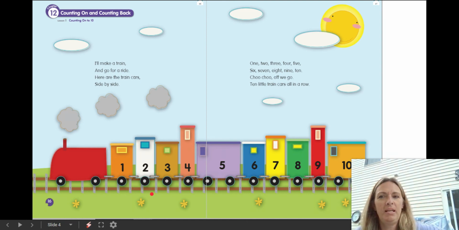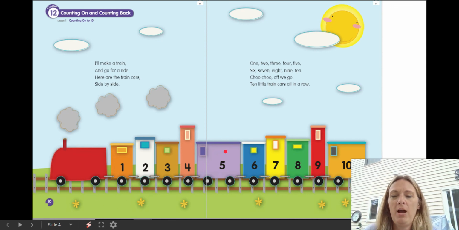Good work, everybody. So today's lesson was about counting on and counting back. So let's start with the number five, and we're going to count on. Six, seven, eight, nine, 10. That's counting on. Now let's go back to the number five and count back. Four, three, two, one. Blast off. Great work counting on and counting back today.